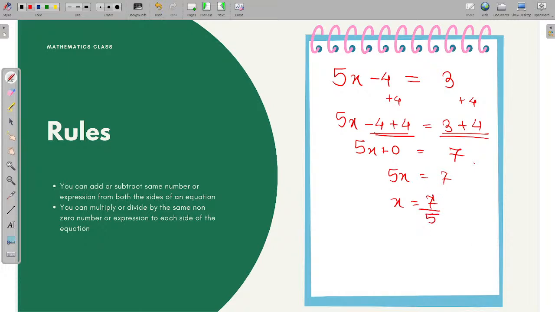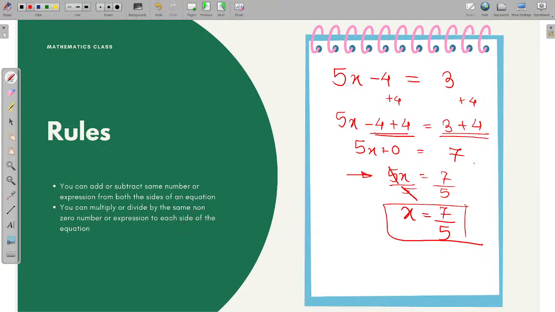Okay, wait, we don't go to the final step directly as of now. The second rule is, we can multiply or divide by the same non-zero number or expression on each side of the equation. That means I got till this step, but what to do after this, right? I have to divide by 5 on both sides. If I divide by 5 on both sides, what will I get? This 5 and this 5 will get cancelled, so I'll get x equals 7 by 5, right? In this way I can find the answer of any linear equation, right?